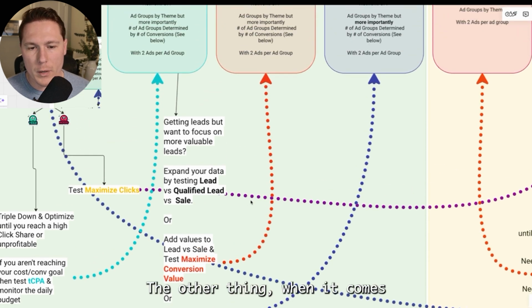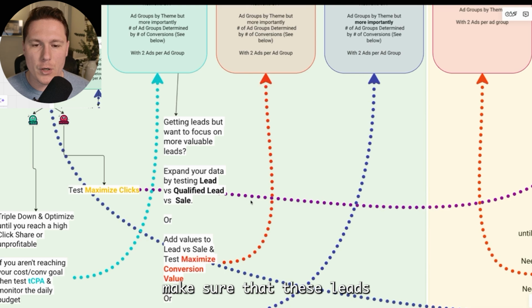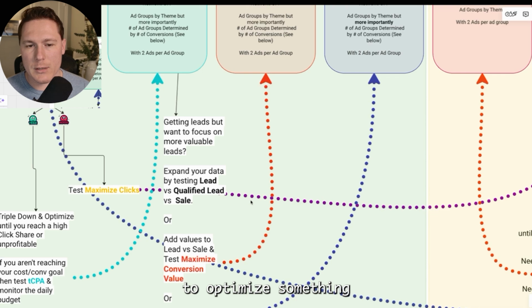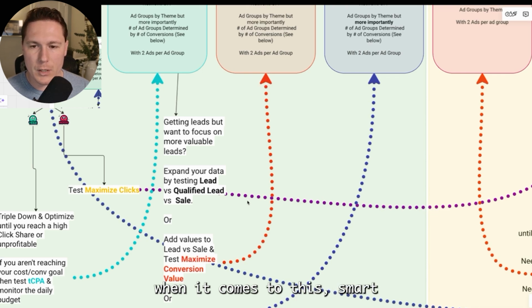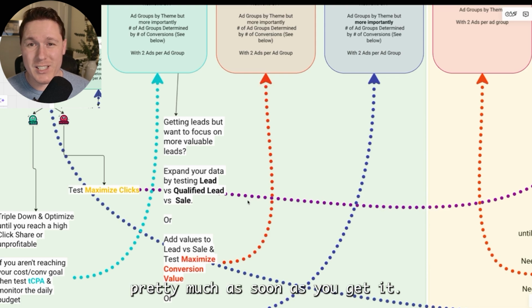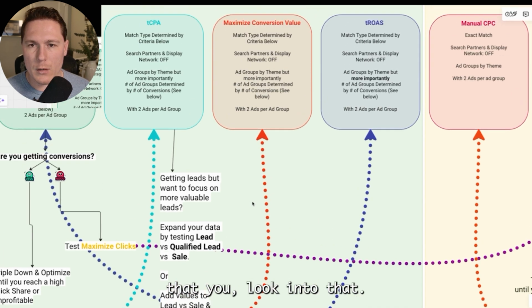The other thing when it comes to piping this data back into Google, if you're using offline conversion imports, make sure that these leads are coming in every single day. Don't wait beyond when that conversion actually occurs, because it's going to take longer for Google to optimize. Something that they have stressed when it comes to smart bidding strategies is ultimately piping in that data pretty much as soon as you get it. And so that would take automating it and whatnot. So just make sure that you look into that.